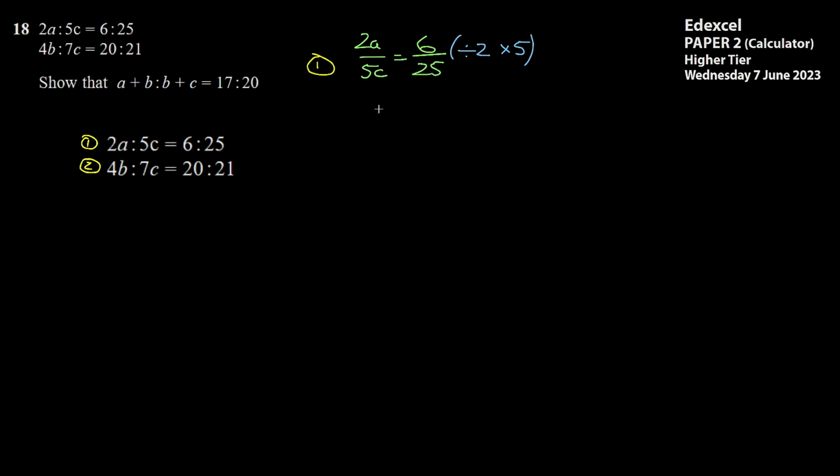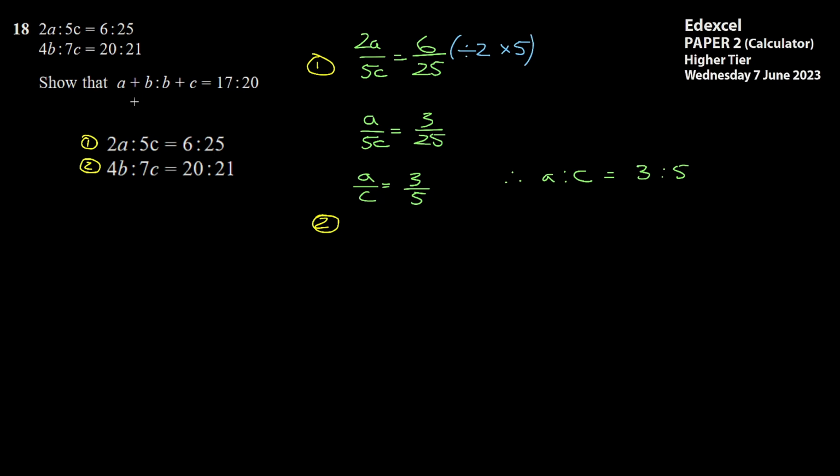So first of all, dividing both sides by 2, I get A over 5C is equal to 3 over 25. Now multiply both sides by 5, I get A over C is equal to, well, if I multiply this by 5, it cancels. This is simply 3 over 5. So therefore, A to C is equal to 3 to 5.